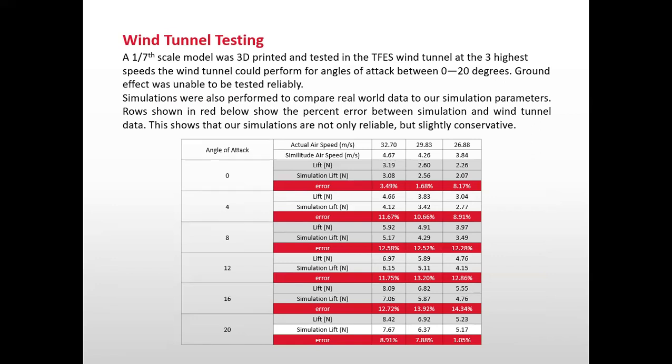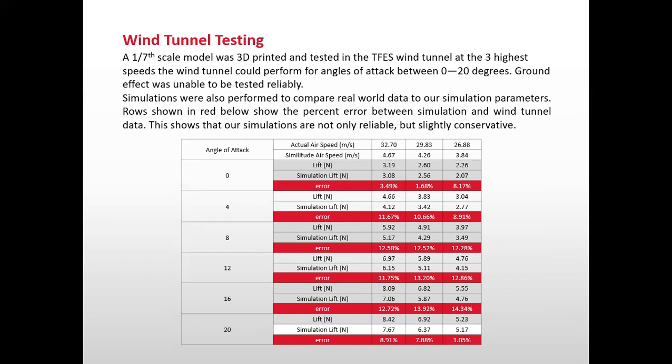In order to prove our simulation results to be accurate, we decided to test a 1/7 scale model in the wind tunnel on campus. Pitot tubes and a force sensor were used to obtain the data shown in this table. We tested 3 different speeds at 6 different angles of attack to try and determine if there was a Reynolds number dependence as well as a dependence on angle of attack.